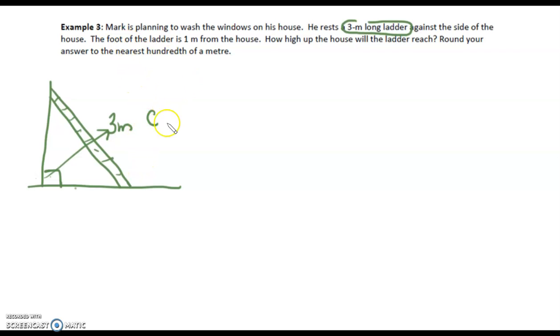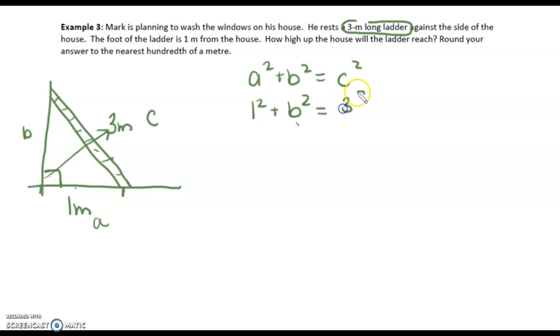The foot of the ladder is 1 meter away from the house. So right here, that's 1 meter. How high up the house will the ladder reach? Then round to the nearest hundredths. So let's call this a, and let's just call this b. So we're going to go a squared plus b squared equals c squared. Now, 1 squared plus, we don't know b squared, so we just put it as b squared, equals 3 squared.